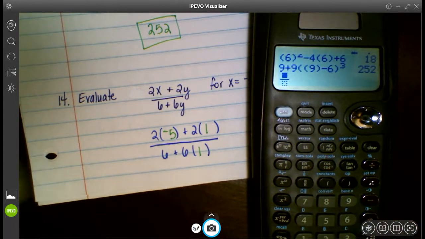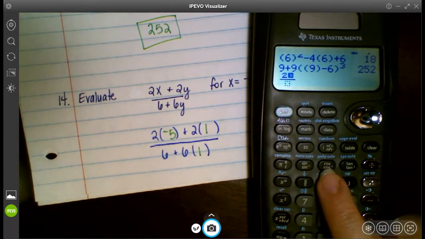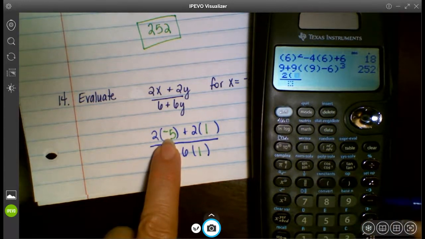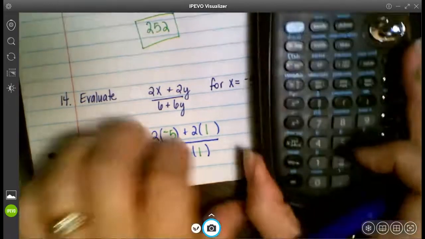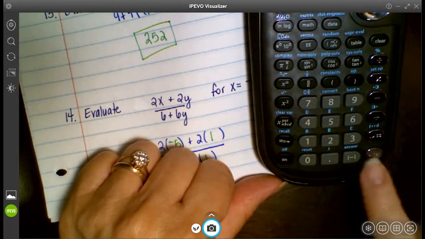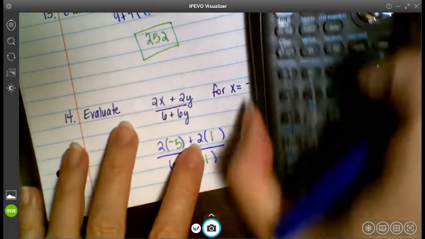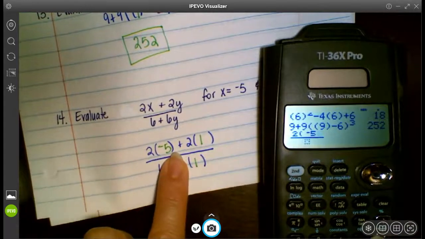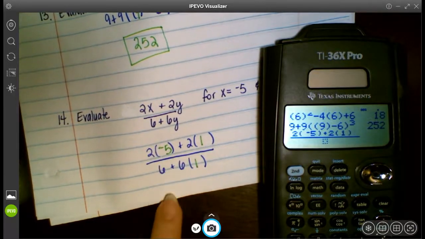Now we're going to type in our numerator, 2 parentheses. Now that's a -5. The subtraction sign is not the negative button. The negative button is located down here next to the decimal. This is our negative. So -5, close the parenthesis, plus 2, parenthesis 1, close parenthesis. We've typed in the numerator.